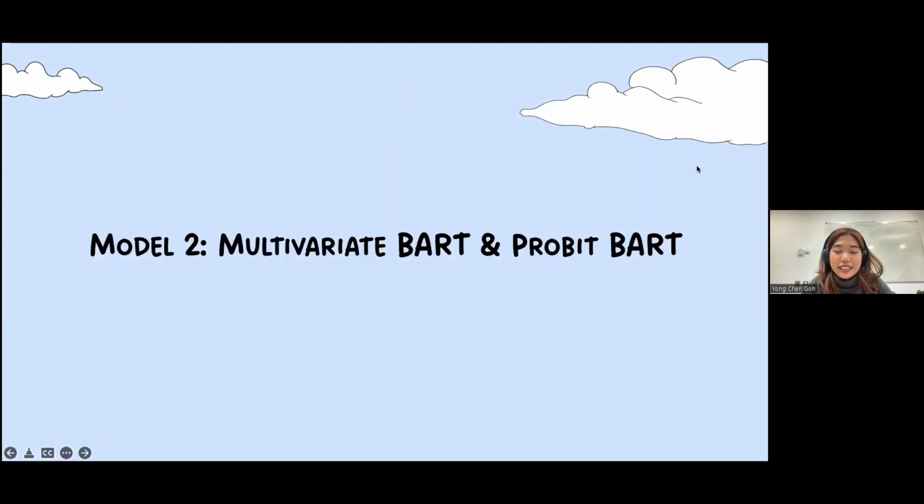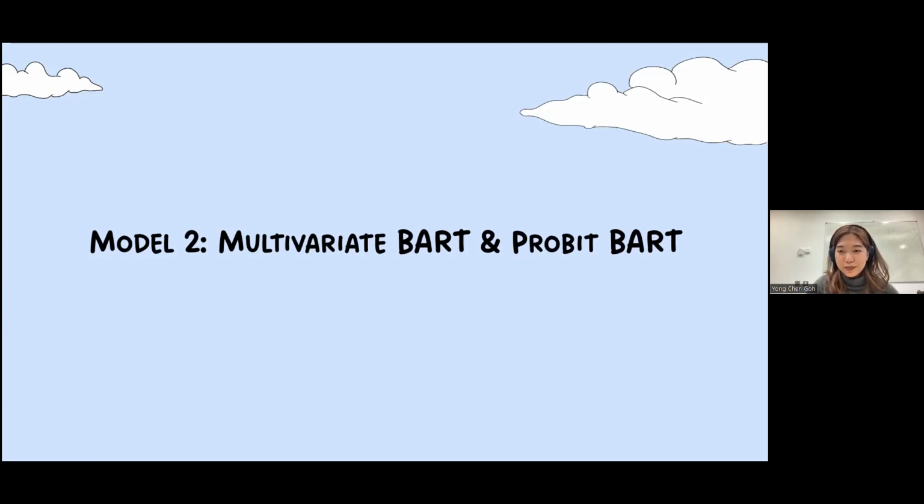So we have a second model that differs slightly from the first model. In the first model, we're using PROBIT regression, and in PROBIT regression, we're assuming that the missingness has some sort of linear relationship with the data. But what if we want to model missingness with a more complex sort of relationship? That's where this second model comes in.